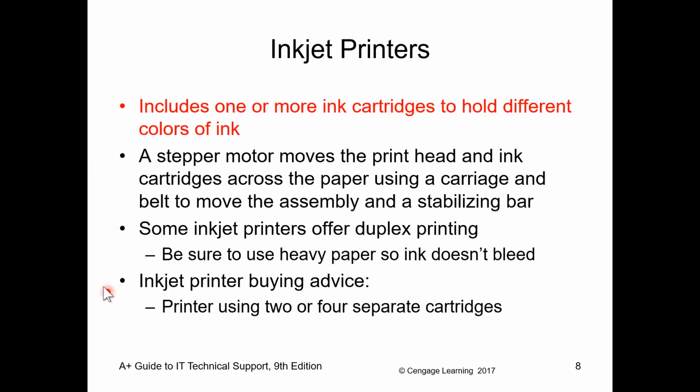All right, so just remember, inkjet printers use 2 or 4 cartridges. If it's 2 cartridges, they have a black and white cartridge and a combined color cartridge. If it's 4 cartridges, then you have a black and white, and then you have cyan, magenta, and yellow, or whatever they call them.